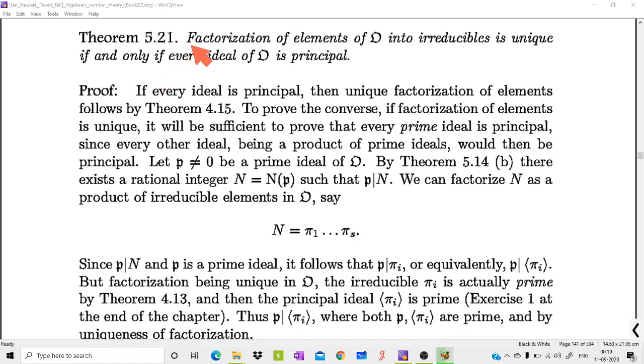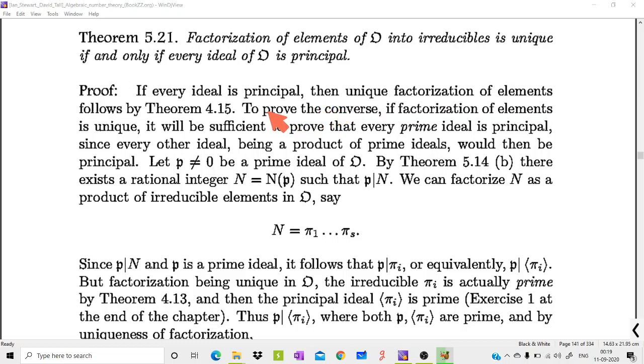Now we will prove theorem 5.21. Factorization of elements of O into irreducibles is unique if and only if every ideal is principal. This shows that O is a principal ideal domain if and only if O is a unique factorization domain. This result is applicable only for the ring of integers. Generally, this result is not true. There can be unique factorization domains which are not principal ideal domains.